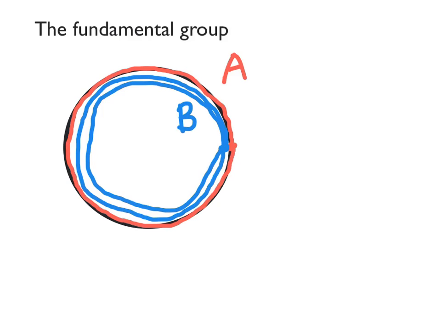So I claim these two loops are essentially different. They will define different elements of the fundamental group, because A goes around once and B goes around twice. In fact, in this example of the circle, the fundamental group is going to turn out to be exactly the group of integers under addition. That's basically because a loop can go around the circle, coming back to its start point, any number of times, and that number is all that really matters about that loop.